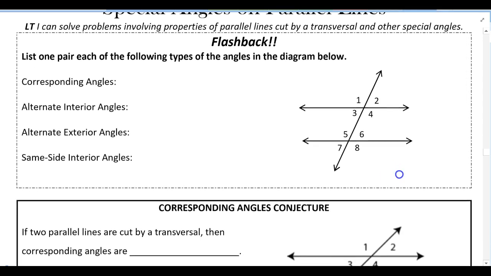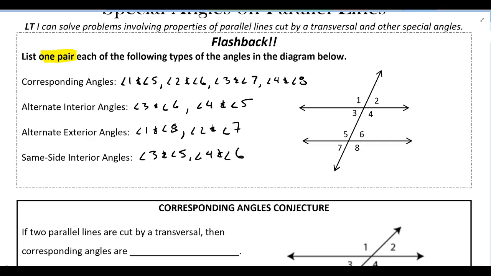Alright, so the first thing that I want you to do is pause the video and go ahead and list one pair of each type of the following angles given our picture. So pause the video, put down at least one pair. When you come back, I'll have all the different pairs in so you can compare yours, and then we will continue from there. So pause now.